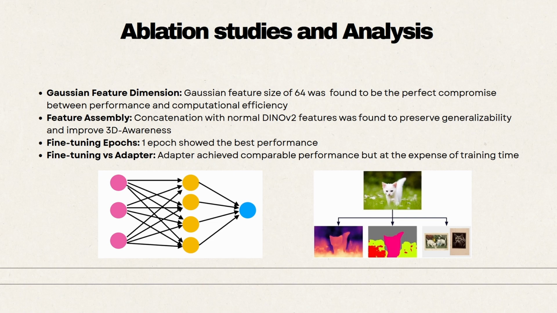And finally, fine-tuning versus adapter. A comparison between direct fine-tuning and the use of an adapter, which is a small auxiliary network integrated with the frozen DINOv2 features, was also conducted. While the adapter achieved comparable performance, it necessitated a longer training duration. Consequently, the direct fine-tuning approach was favored for its simplicity and efficiency.